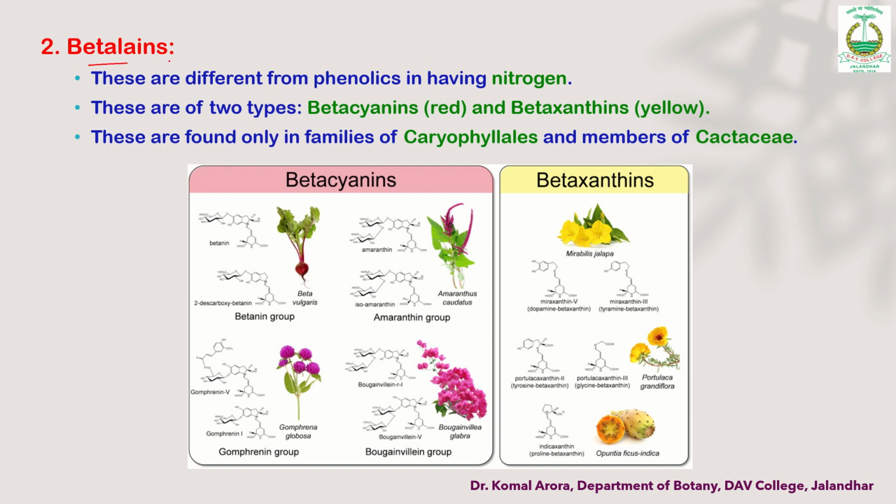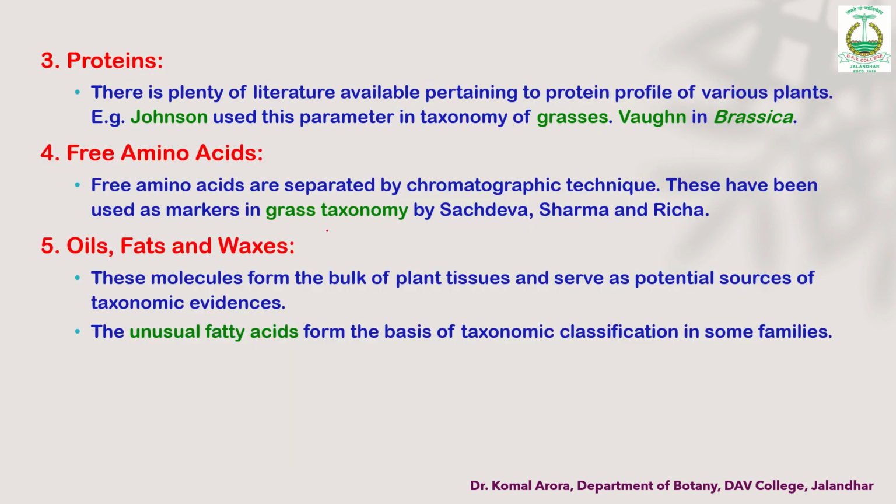Second is betalains. Betalains are another type of compounds which have nitrogen in them. The broad categories of betalains are betacyanins and betaxanthins, and they have been found in the members of order Caryophyllales and family Cactaceae. You can see here yellow colored compounds and red colored compounds are present. So their profile can also serve in classification.